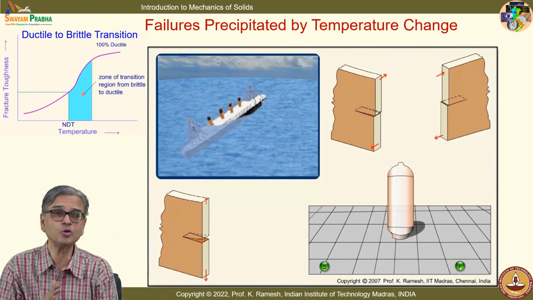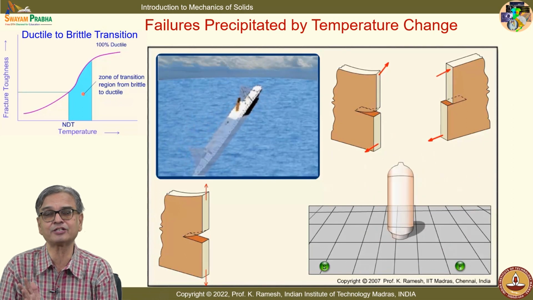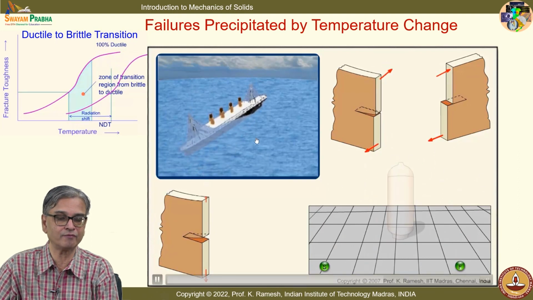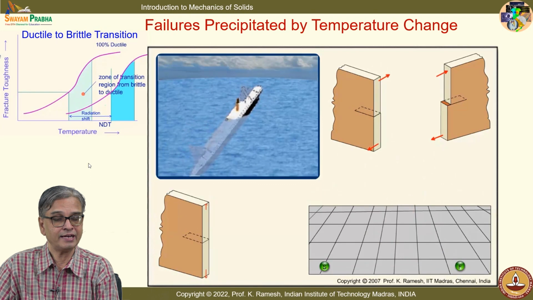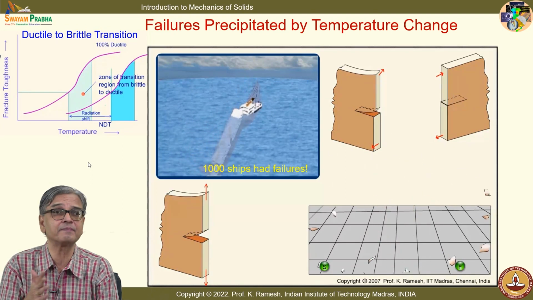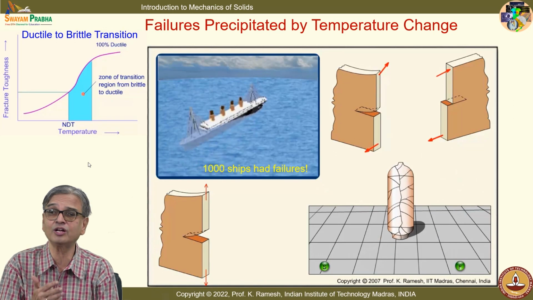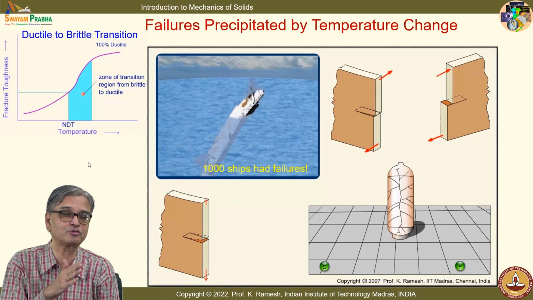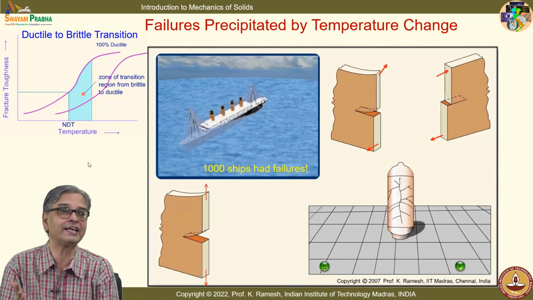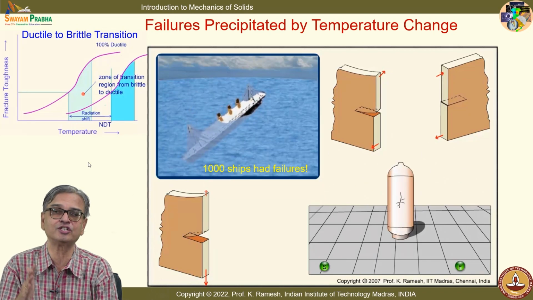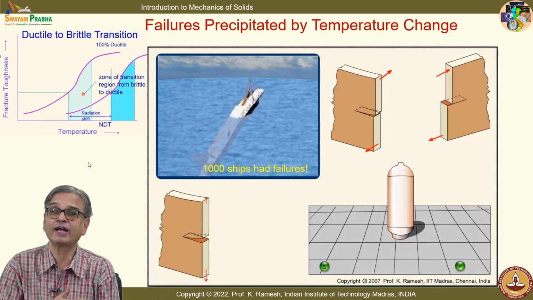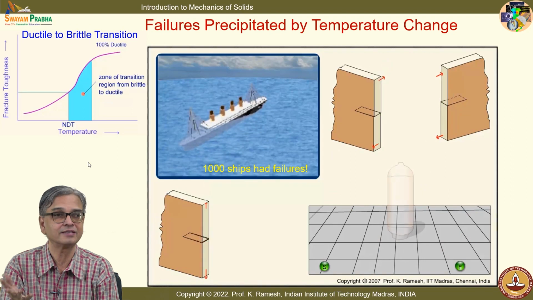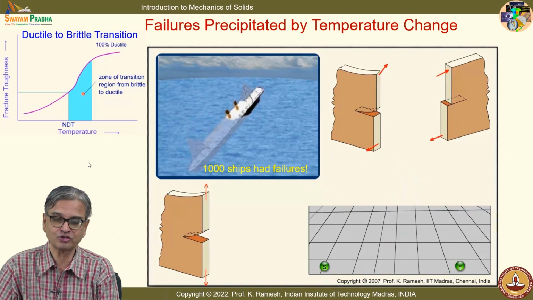And there have also been failures precipitated by temperature change. Imagine people have built ships. This is during World War II, and you find thousands of them having failures, not one or two. If there is one or two, you can say that there is some kind of a manufacturing defect that has led to the failure. People also switched over from riveting to welding, and welding was in the nascent stage in those days. And when you had thousands of failures without your enemy bombing your ship, that is a cause for concern.